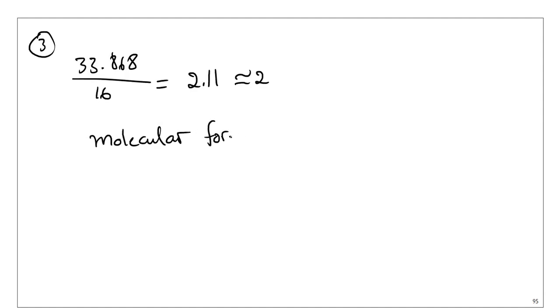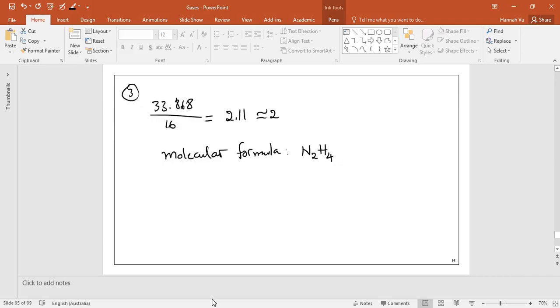I think they rarely do this in an actual assessment though, because it freaks students out. If it's 2.6, you have probably done something wrong, but here I'm going to round 2.1. And the empirical formula is NH2, so the molecular formula is going to double that, which is N2H4, and I think that's fine. Okay, that's that for that question, and we're going to record this.